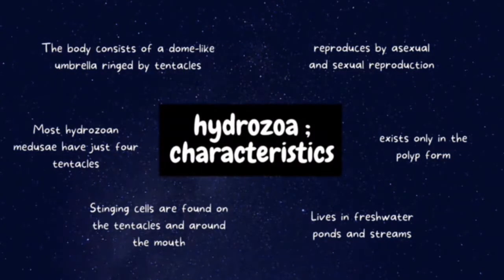The first classification of phylum Cnidaria is Hydrozoa. Hydrozoans can reproduce sexually and asexually. They mostly exist in the polyp form. There are stinging cells around their mouth, and they mostly have 4 tentacles.